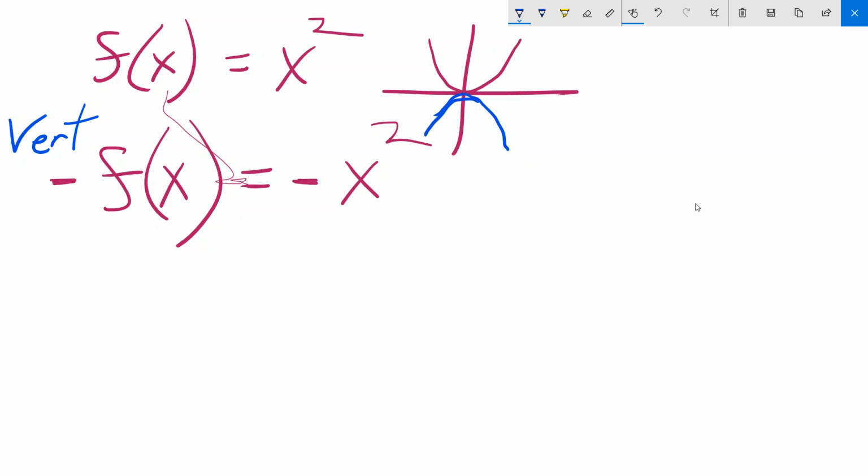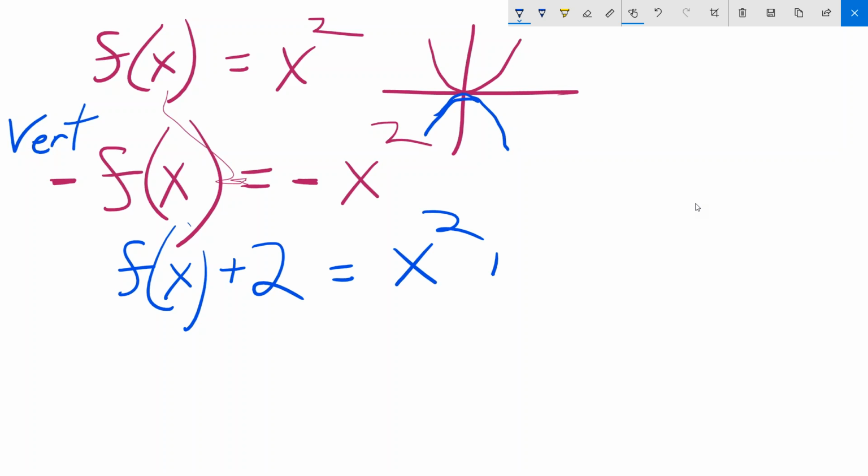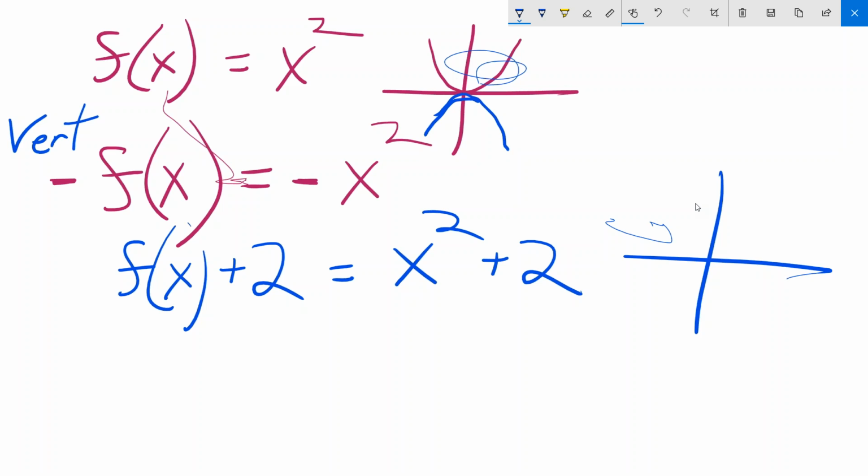Now I'm going to show you a vertical shift. Notice what I did? That's x squared plus 2, correct? Well, what does that look like? It's our original red parabola moved up by 2 units, like that. You with me?